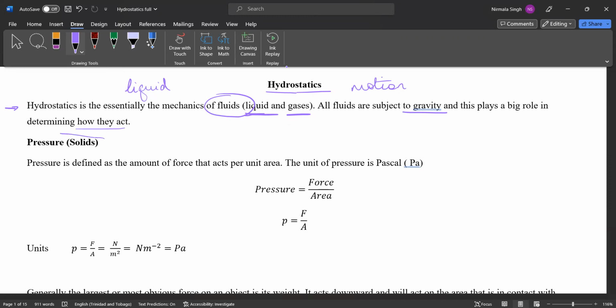So you all have to know what pressure looks like. Our first topic here is pressure. We have pressure in both solids and fluids. All right, so let's read on pressure on solids. Pressure is defined as the amount of force that acts per unit area. So that's looking at the amount of force that is acting on some given area. That is what we mean by pressure.